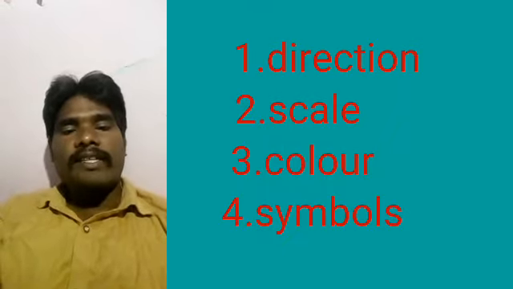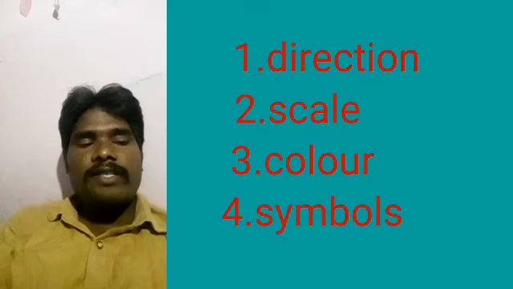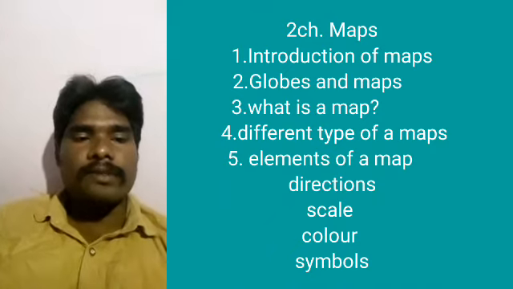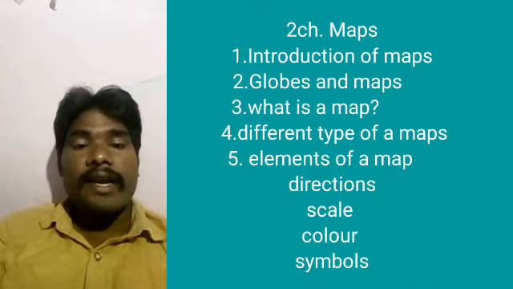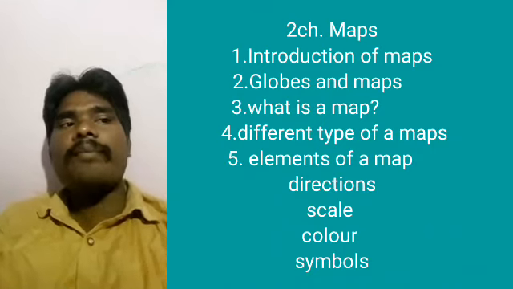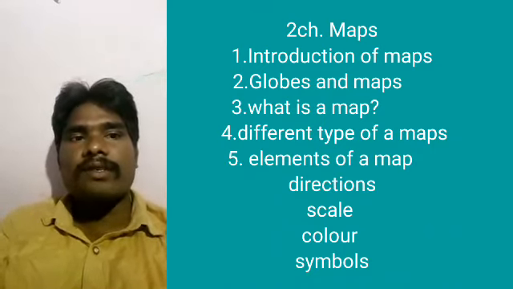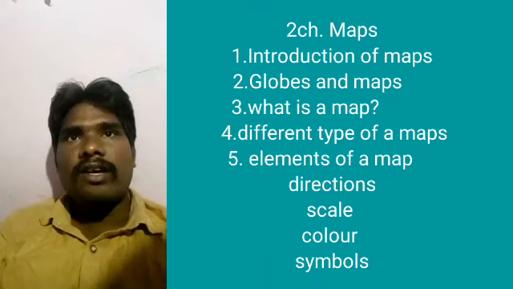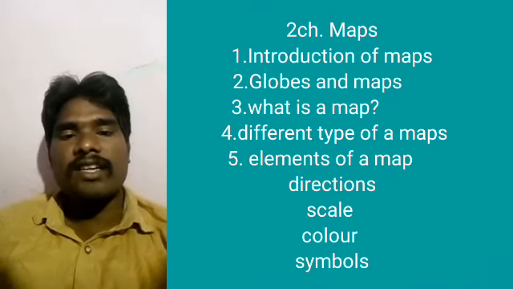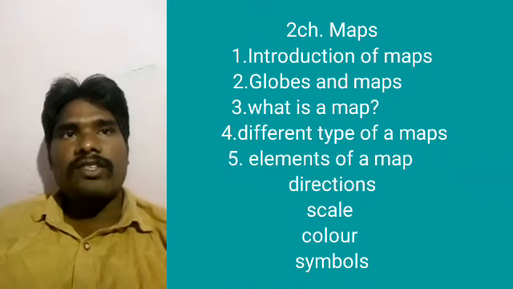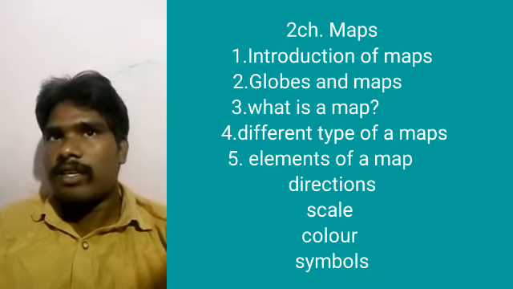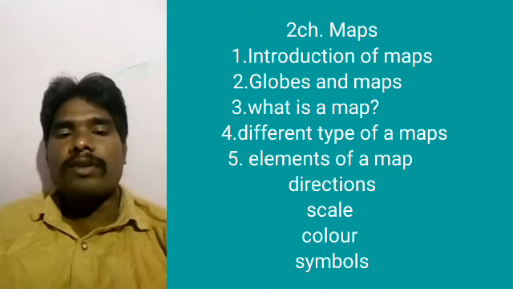You may know, students. Thank you, students. In this chapter I have revised the introduction to maps, globe and maps. Not only that, I revised what a map is and the different types of maps. What are the different types of maps you learned? Especially political maps and physical maps. Yes, and elements of the map, especially directions. What are the four directions? North, east, west, south. Next, you learned about scale also. You can measure and draw easily. And colors, through which you may know particular physical boundaries and physical places. And symbols, through which you may get information easily.